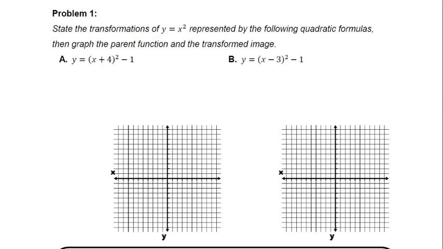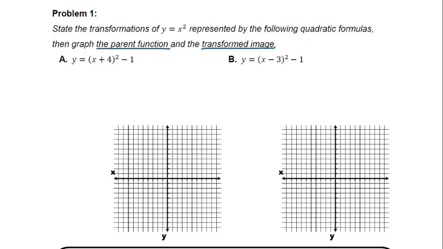Okay, this is chapter 3.1, and problem 1. It says to state the transformations of y equals x squared, that being the parent function, represented by the following quadratic formulas. Then graph the parent function and the transformed image. So, state the transformations, then graph both the parent function and the transformed image.